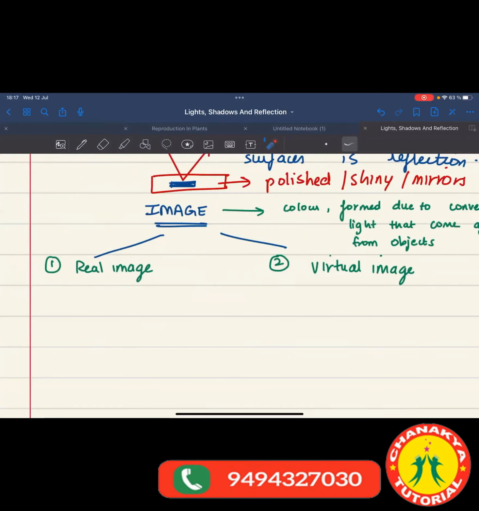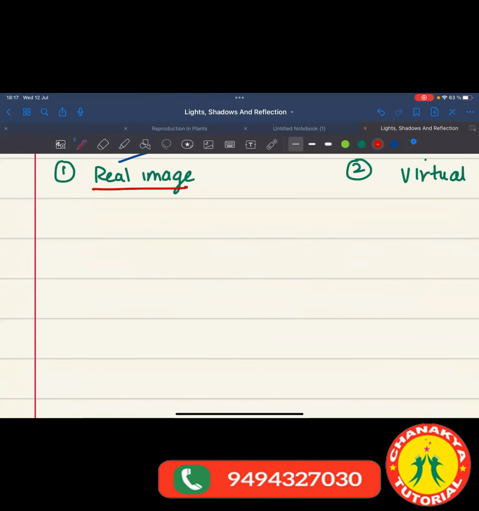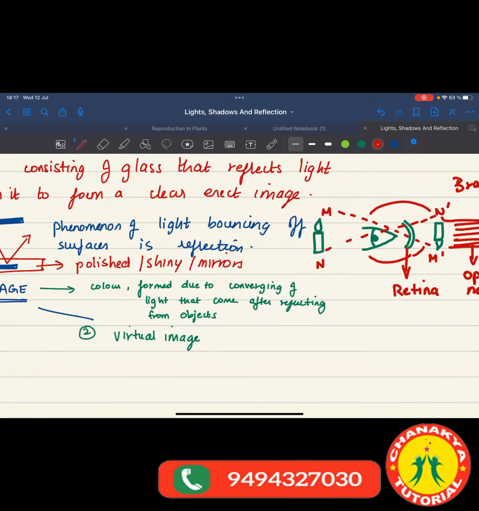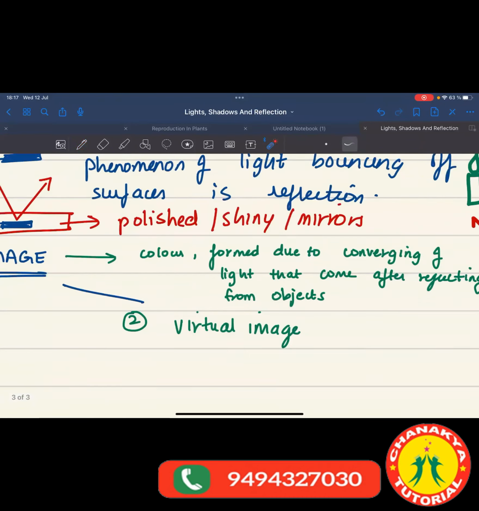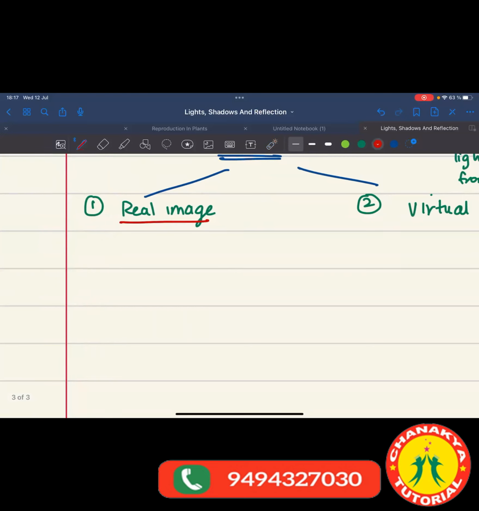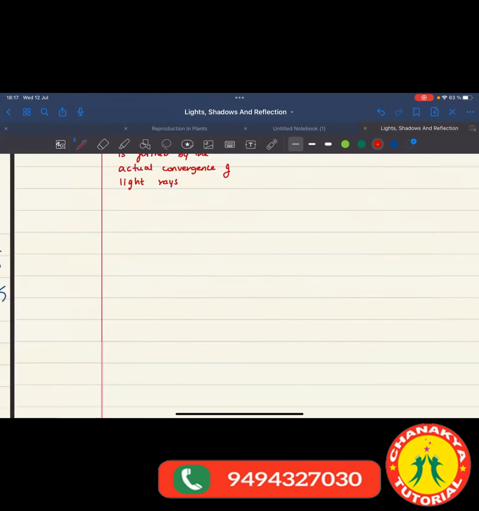So now let's come to the real image. A real image is formed by actual convergence of the light rays. You can see it's actually converging over here. So this image that you see directly with your eyes is the real image. So a real image is formed by the actual convergence of light rays.